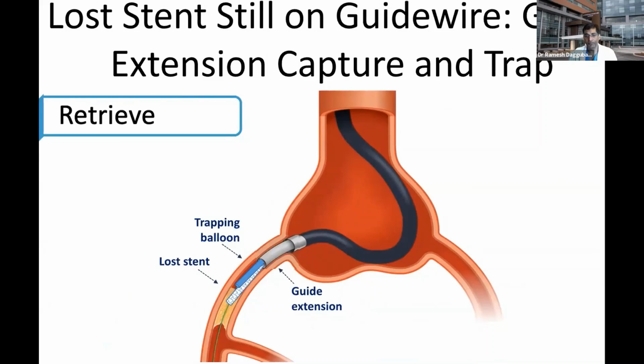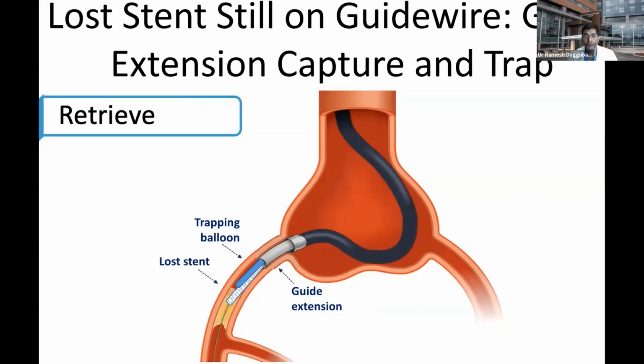Balloon trapping is very simple. I think you advance a microcatheter or a guide extension catheter over the wire, and as long as the stent is still on the wire, you can advance a small balloon and trap the balloon and the wire and pull it. Everything comes out in one piece, along with the guide catheter, out from the sheath.